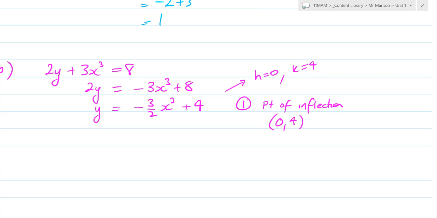Make sure you understand the h value has to be in there with the x. If it's just x, then it's like x minus 0, and nothing's happened. The 4 is the vertical translation. There's our point of inflection.